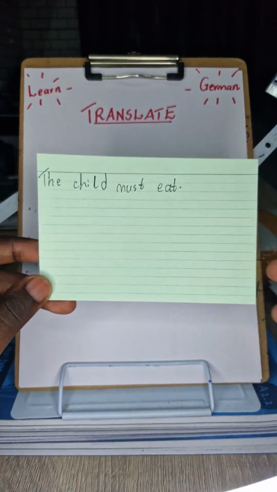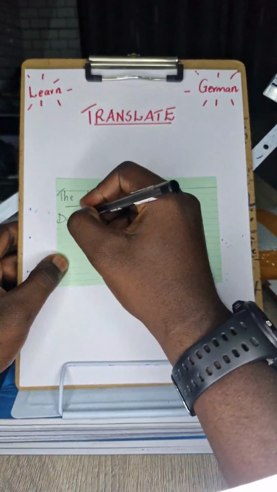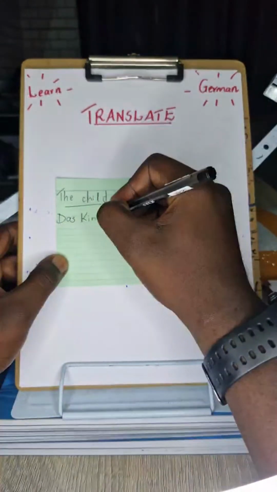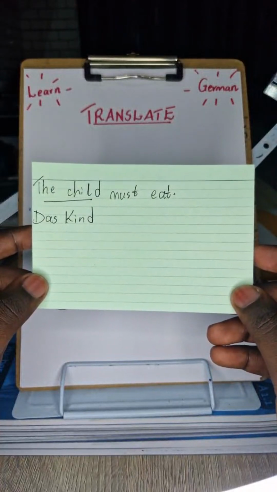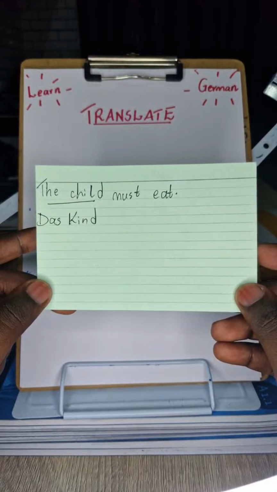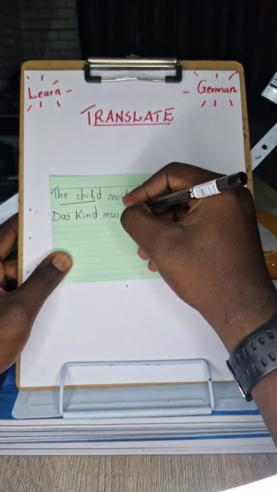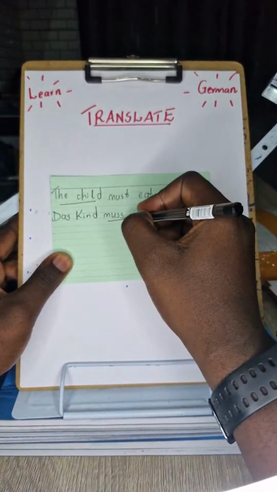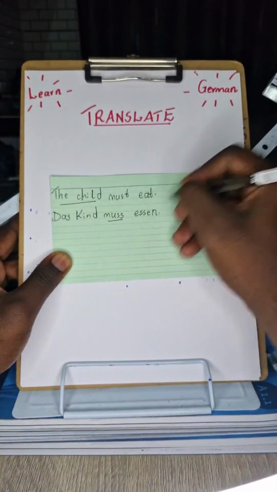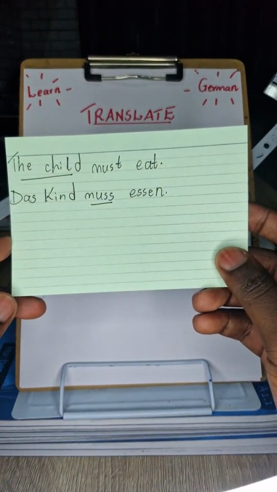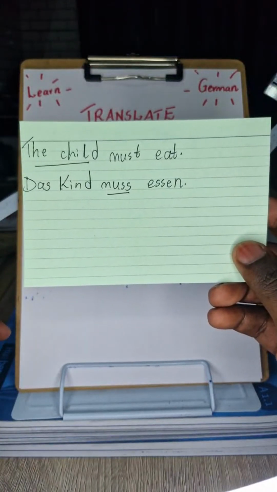If I'm to translate this, I will say the child, which is das Kind. Then you have must, which is müssen. Remember the modal verb müssen? If you conjugate it, it becomes muss. So I have das Kind muss, and then to eat, which is normally essen. My final answer becomes das Kind muss essen. The child must eat. Das Kind muss essen.